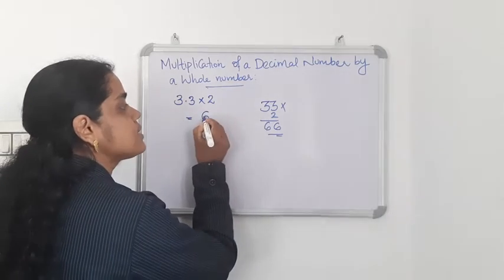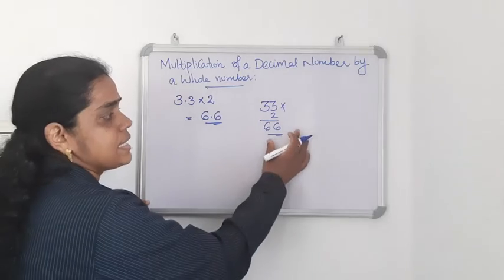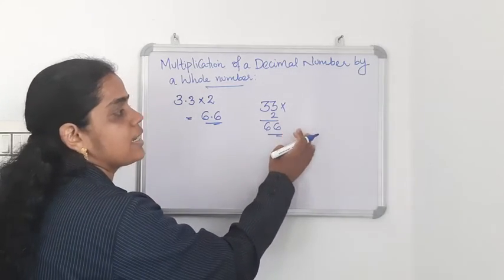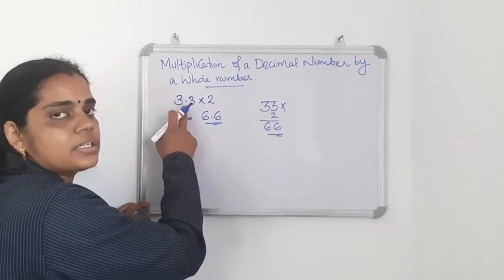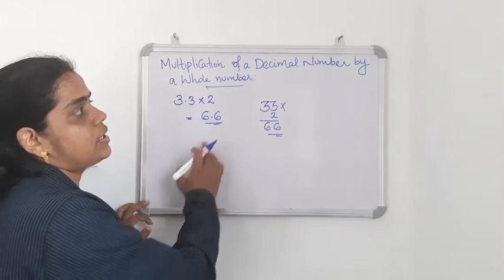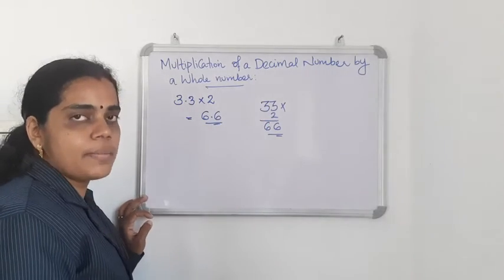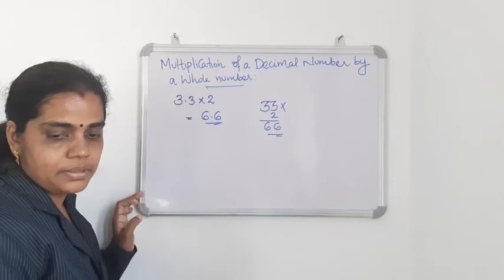So the answer is 6.6. Okay, 66 is the product. From the right, one digit after the point, because after the point here only one digit is there. This is the method to multiply a decimal number by a whole number. Let us take one more example.